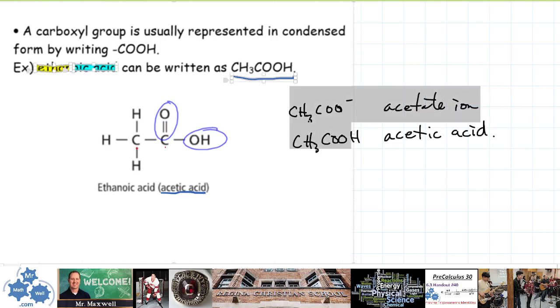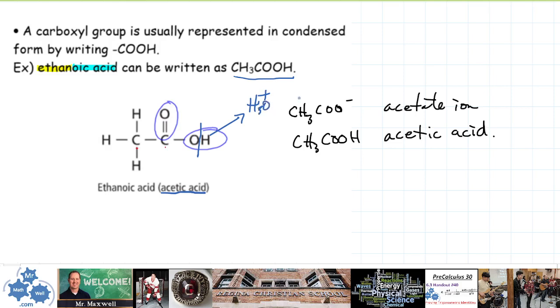So with the acetic acid, when this hydrogen gets released, we have an acetate ion. That's what makes the solution acidic. This hydrogen right here is pretty easy to come off, so it gets released into solution as an H+, or more specifically as an H3O+. It attaches to the water and makes the solution acidic.